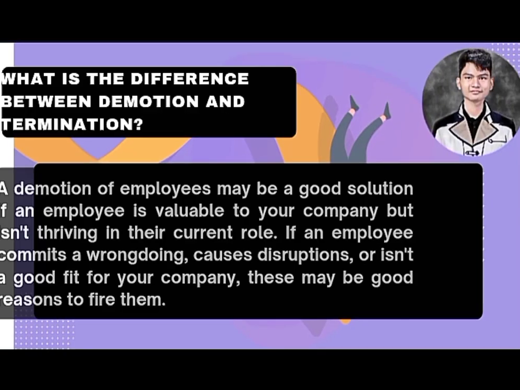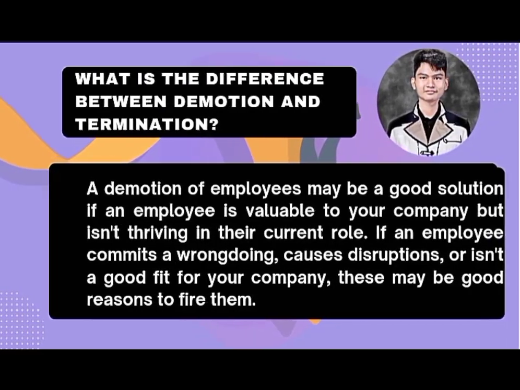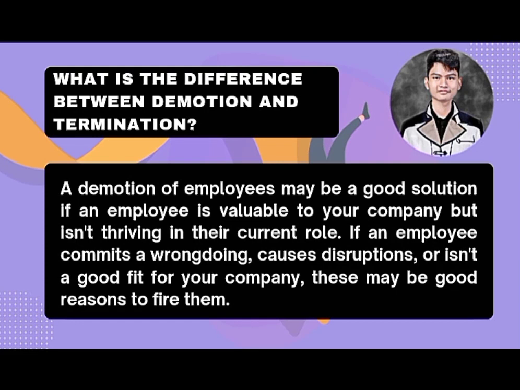The next one is the difference between demotion and termination. So a demotion of employees may be a good solution if an employee is valuable to your company but isn't thriving in their current role. So this first sentence here is what we call demotion. While if an employee commits a wrongdoing, causes disruptions, or isn't a good fit for your company, this may be good reason to fire them, which is what we call termination.